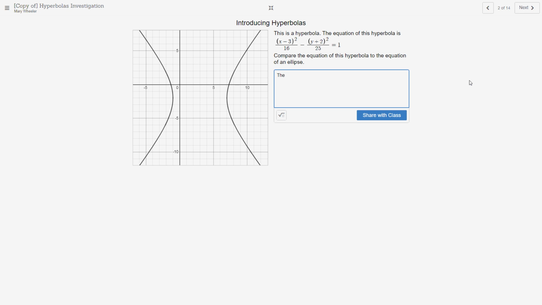Well, the main difference is the minus sign instead of a plus. The graph also has a discontinuity. There's actually a couple asymptotes here, and we're going to talk about those in just a second, but an ellipse is continuous. And this is not continuous. Okay? Neither one of them would be a function because it wouldn't pass the vertical line test. But the main one is that minus sign.